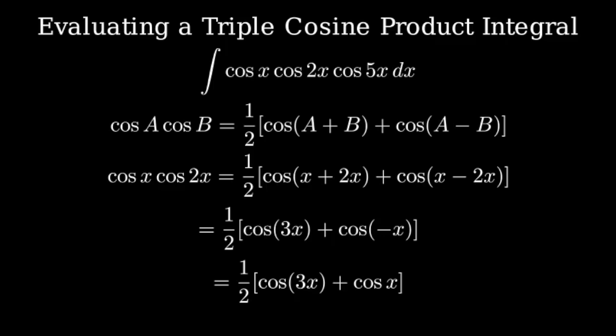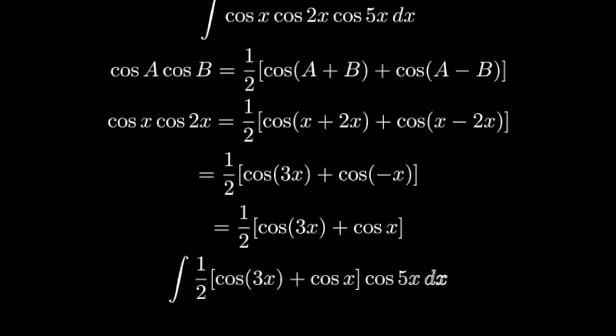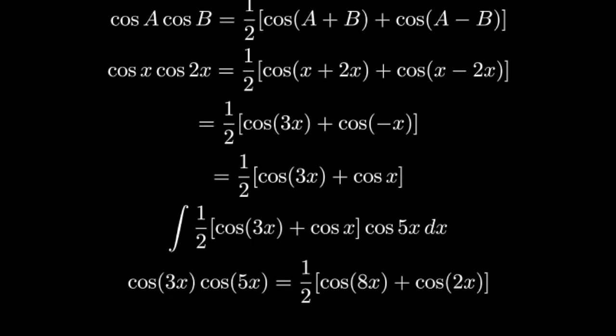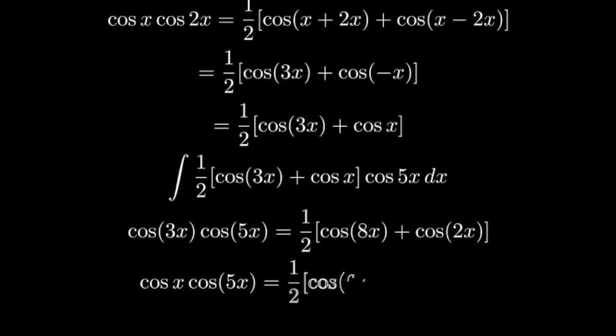plus cosine x. Our integral now becomes 1/2 times the integral of cosine 3x plus cosine x, all times cosine 5x dx. Now we can split this into two integrals and apply our product to sum identity again. For cosine 3x times cosine 5x, we get cosine 8x plus cosine 2x. And for cosine x times cosine 5x, we get cosine 6x plus cosine 4x.